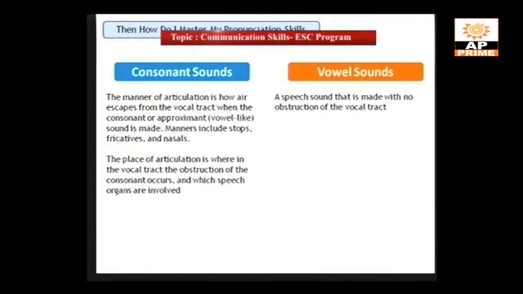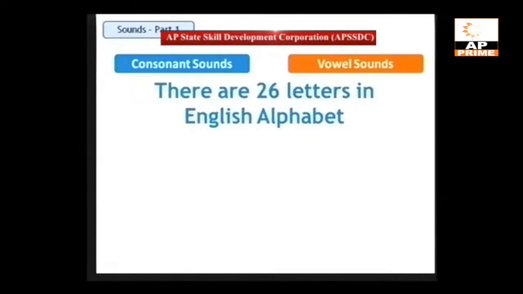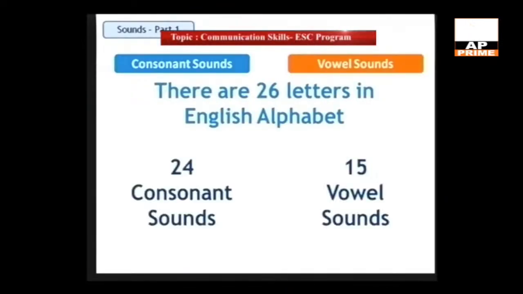Now when you read this particular definition on the left as well as the right, it's pretty complex to understand what it means. When we look at the various consonant sounds, it's going to become easy for you. So like I said, there are 26 letters in the English alphabet, but there are 24 consonant sounds and 15 vowel sounds. So please make a note of this.